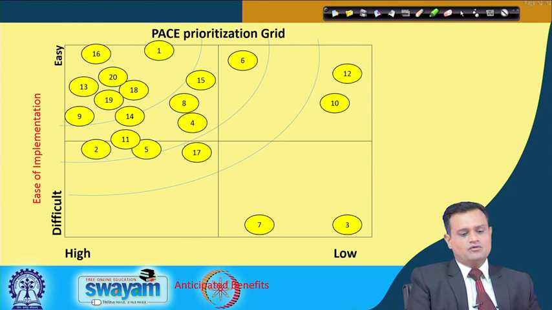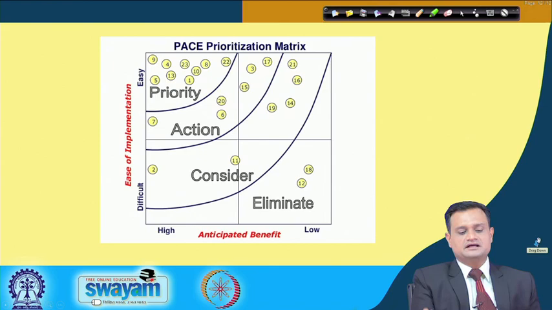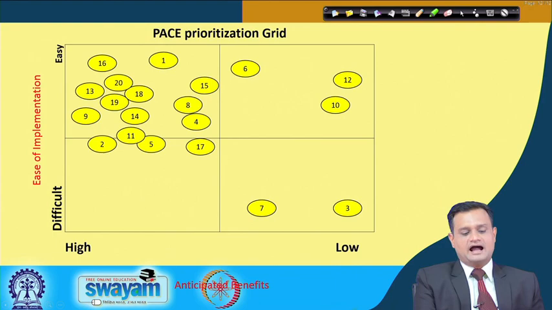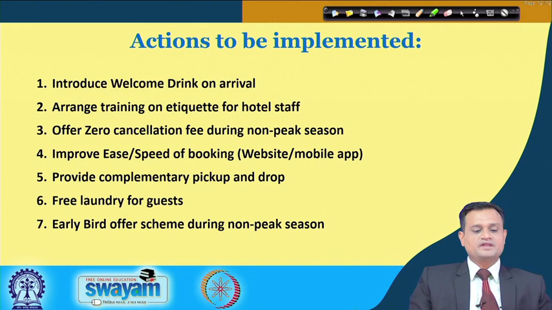So, now I am putting logically the grid to separate them out into PACE, where P stands for priority, A stands for action, C stands for consider and E stands for eliminate. So, I have classified them as per the PACE notation, and finally, what I could figure out for action to be implemented, I got a couple of options: introduce welcome drink, not very difficult and costly, arrange training on etiquette for hotel staff, offer zero cancellation, free laundry and so on.